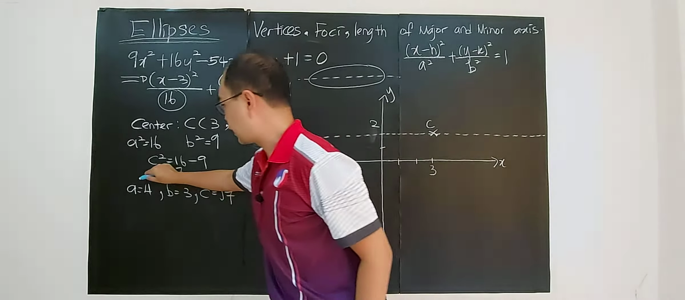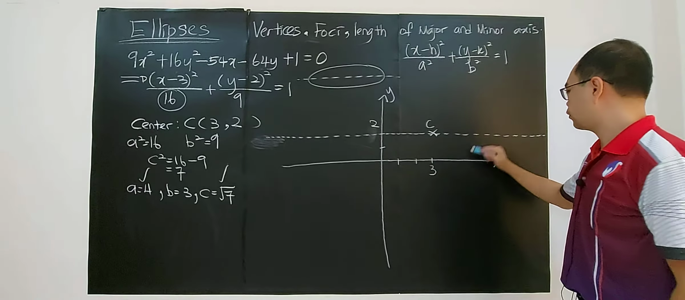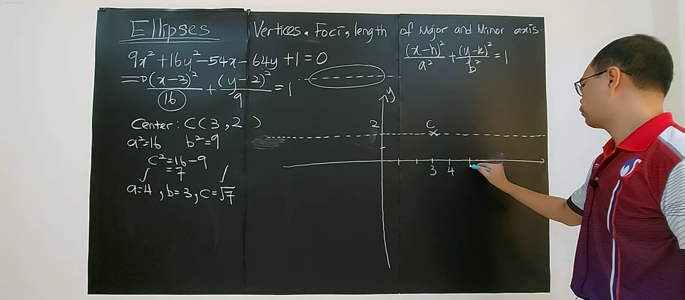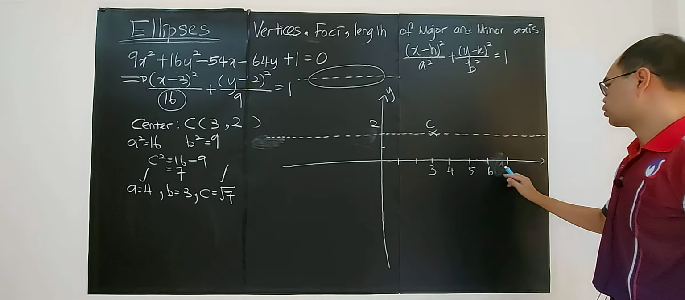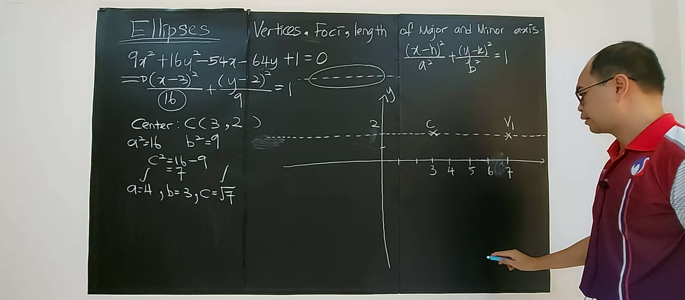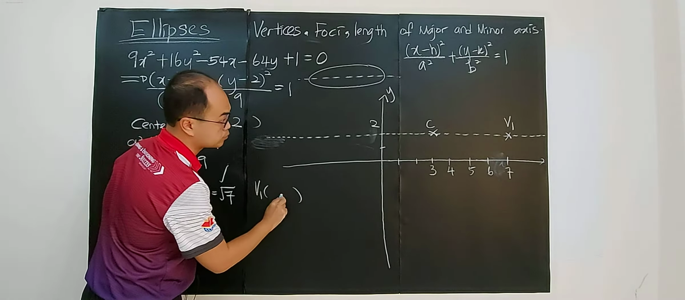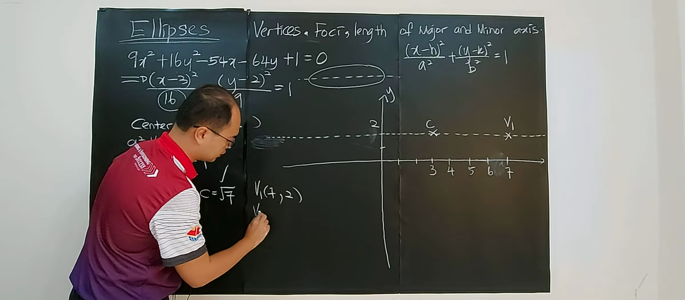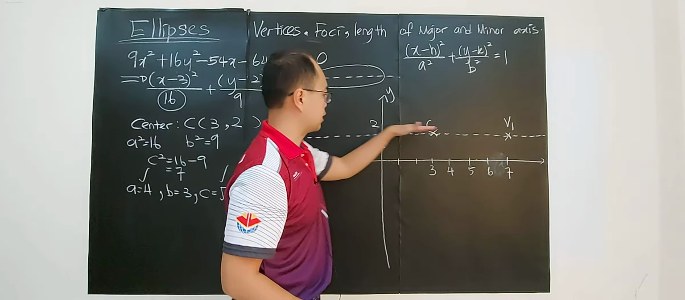So first we're looking at the A and the C. A is 4, which means plus 4. So plus 4, we have 4, 5, 6, 7, right? Plus 4 units. This is your vertex 1. So I label it vertex 1, which will be (7, 2), and your vertex 2 also has y equal to 2, because they're on the same value of y.